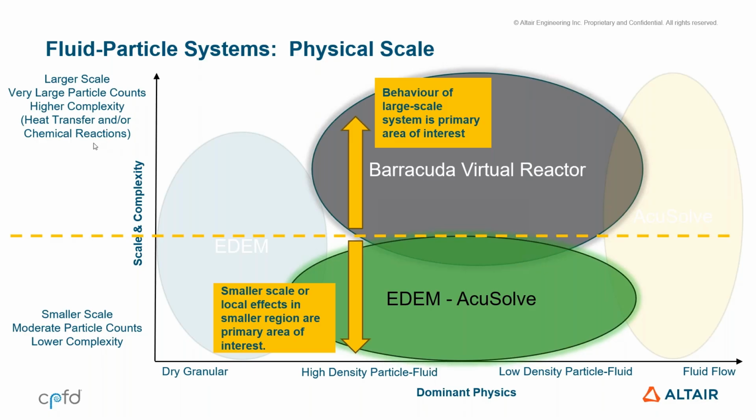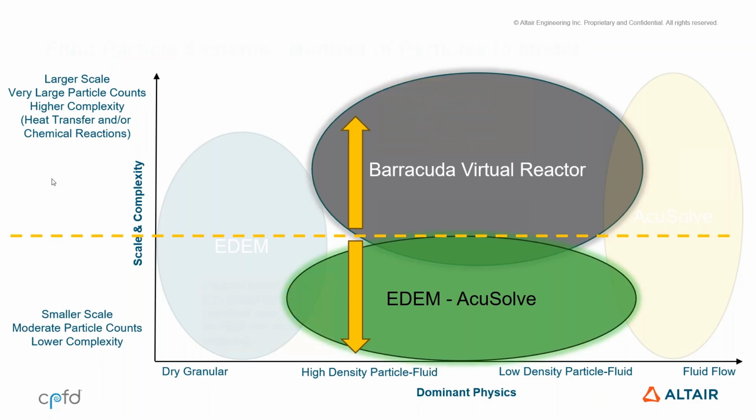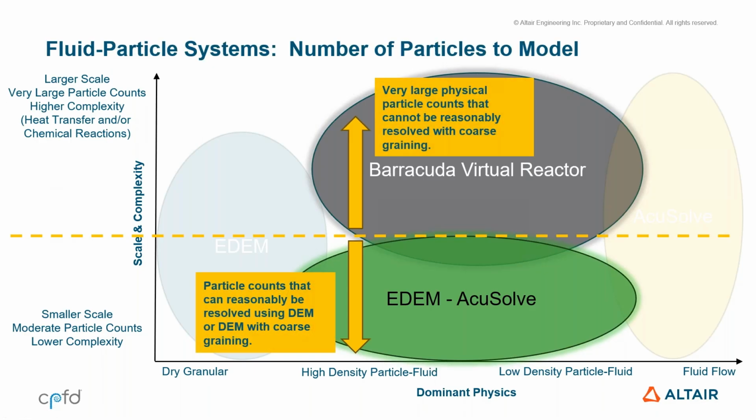Similarly, we're talking about physical scale, but you also have things like the number of particles to model. So in the type of unit I showed, that FCC regenerator, you also have very large physical particle counts, and these really can't be reasonably resolved with all that complexity with DEM. Where in contrast, Ravi.